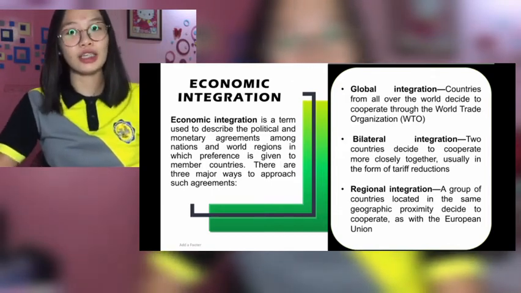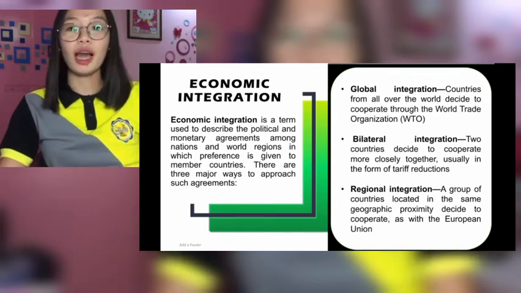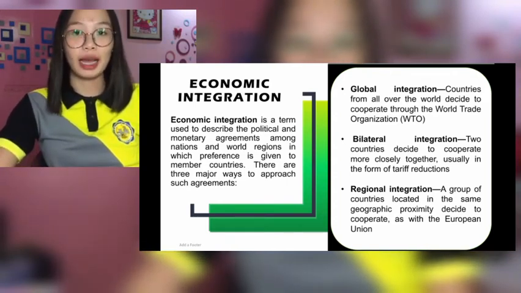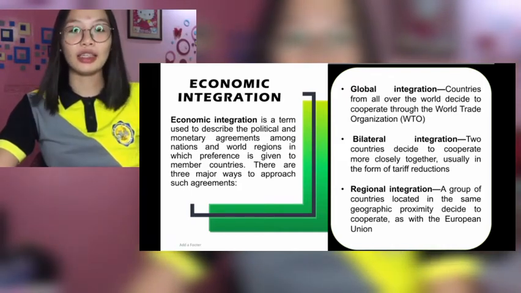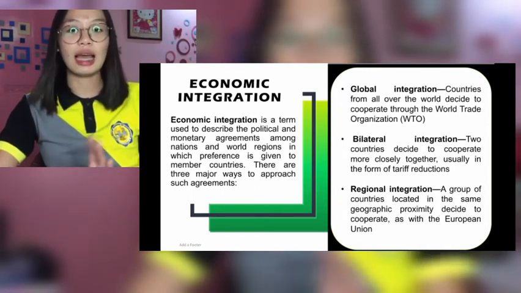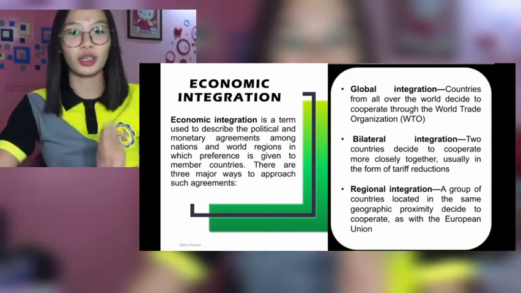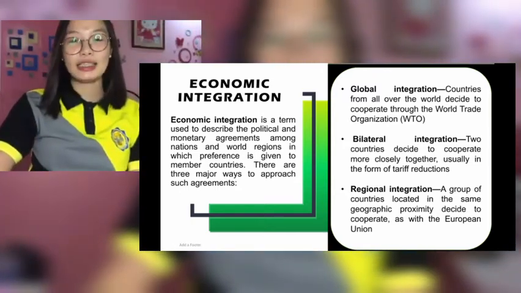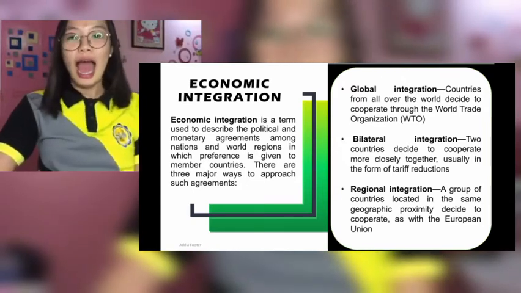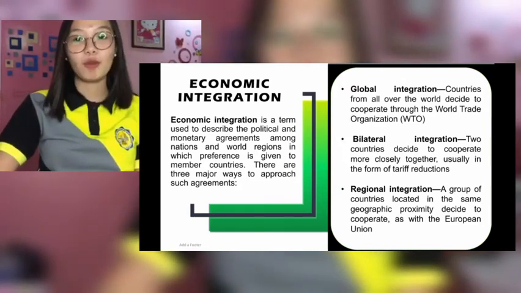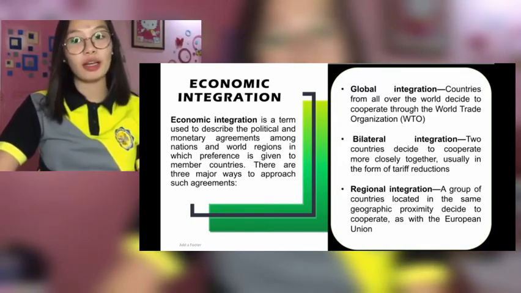Global integration is the degree to which a company is able to use the same products and methods in other countries. The next agreement is bilateral integration, wherein two countries decide to cooperate more closely together, usually in the form of tariff reductions. The next agreement is regional integration. A group of countries located in the same geographic proximity decide to cooperate, as with the European Union.